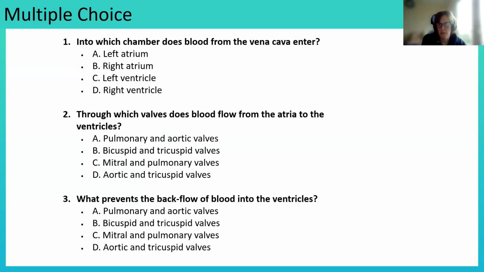Okay, a little bit more thinking. This is quite hard without a diagram in front of you, really. I should have put the diagram up on the screen for you, but I'm really testing your comprehension by sticking it up without the heart. So quite challenging. In which chamber does blood from the vena cava enter? And through which valves does blood flow from the atria to the ventricles? And what prevents the backflow of blood into the ventricles? This is really tricky actually without the diagram. So if you're doing this and getting even just some of it right, that's fantastic.